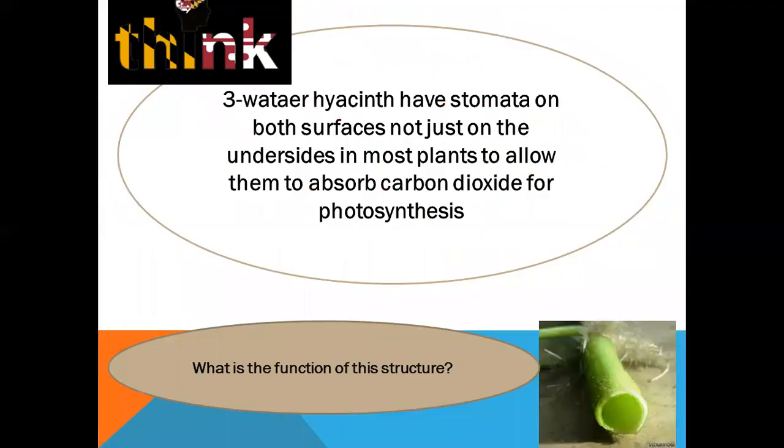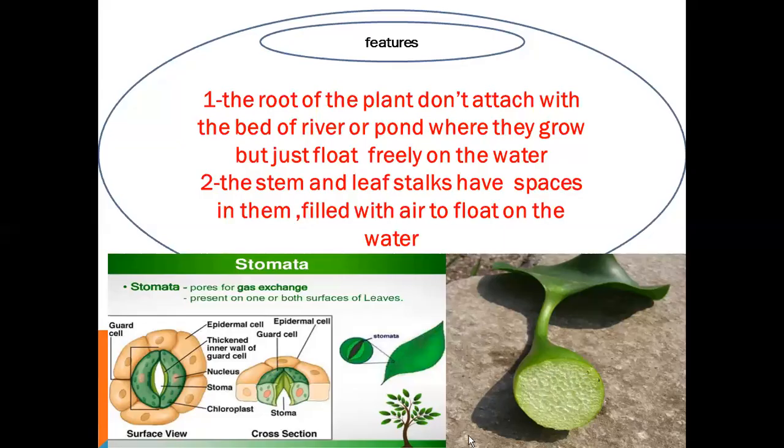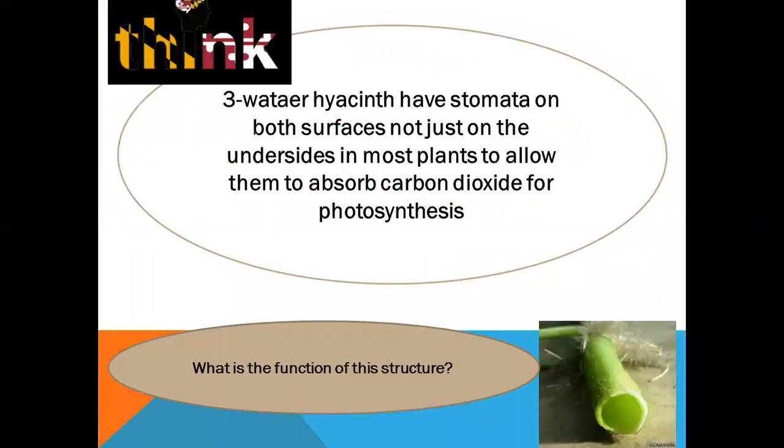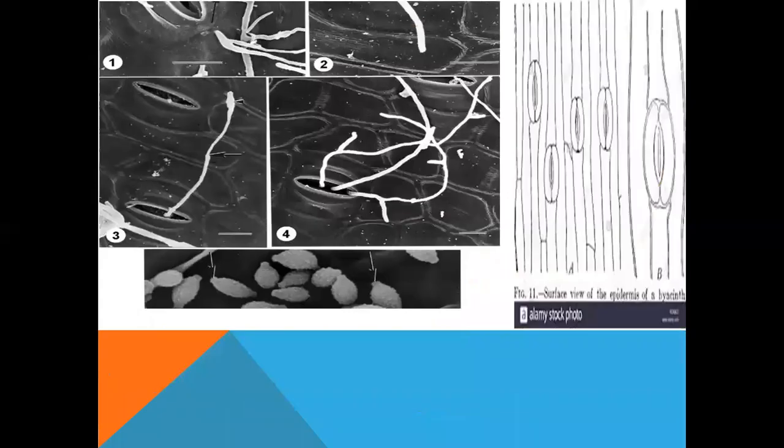Let's move on to another part. The plant has more stomata, on the upper and lower sides of the leaves, because the plant needs carbon dioxide. Carbon dioxide is a very important gas for photosynthesis inside the plant. In this process the plant makes food such as sugars or glucose. All these points are for the hydrophytes.